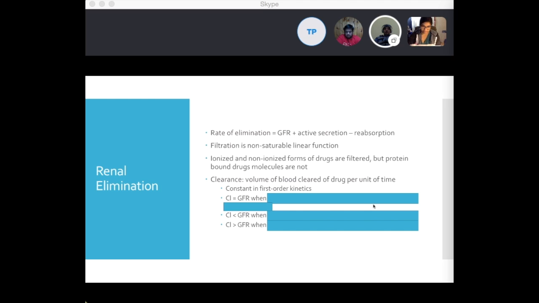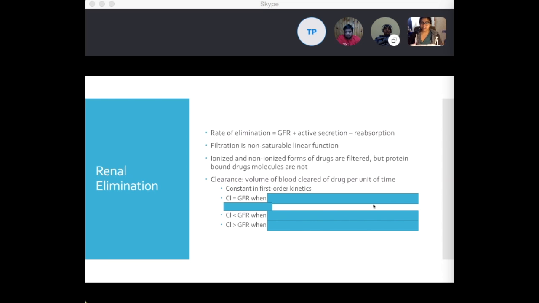Whatever, another equation in there, not really all that necessary. But renal elimination describes a type of filtration, and filtration is non-saturable and is linear. So it just happens, doesn't depend on cofactors that much. So then you have ionized and non-ionized forms of drugs, and these are filtered, but drugs that are protein bound are not. Makes sense. They're bound by proteins, they can't make it across.